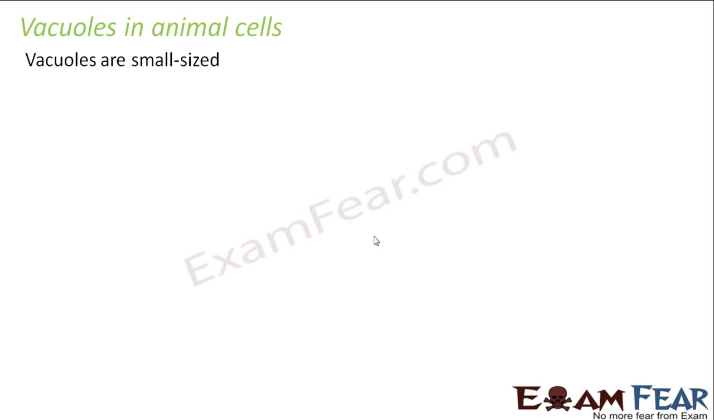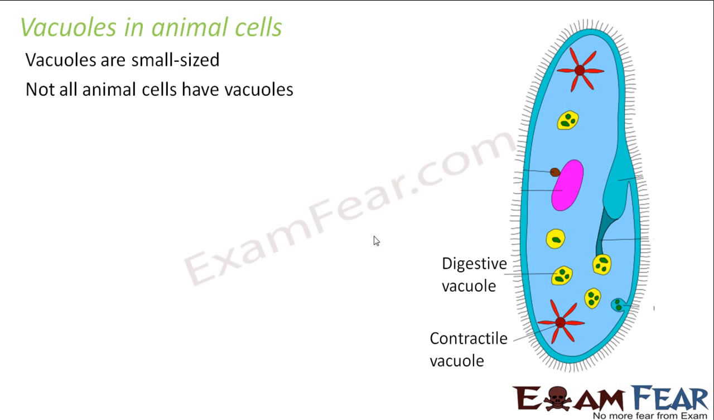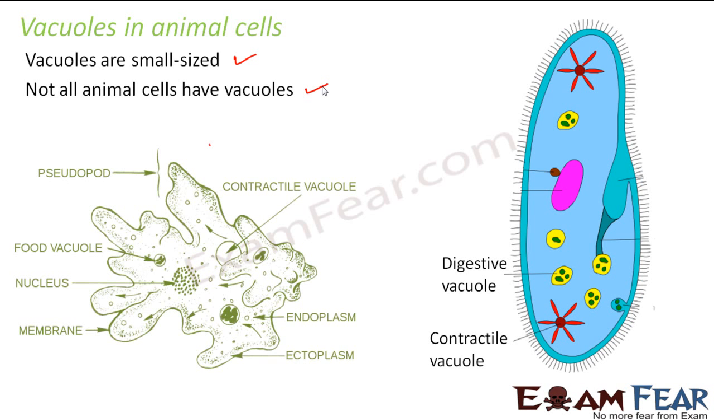So let us have a look at the vacuoles in animal cells. So vacuoles are small sized in animal cells when compared to the plant cells. Not all animal cells have vacuoles. There are very few animal cells which actually have vacuoles. Some of the examples are amoeba. The first example which I have displayed here is amoeba. So in amoeba you have this vacuole, the food vacuole. Similarly you have another vacuole, that is contractile vacuole.